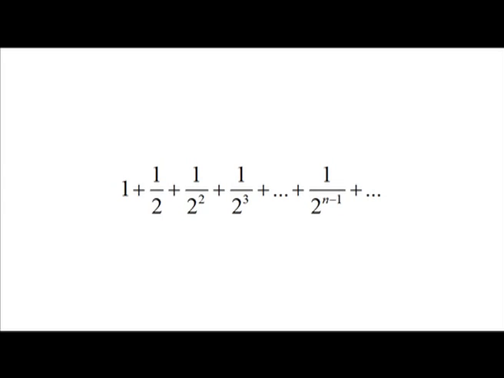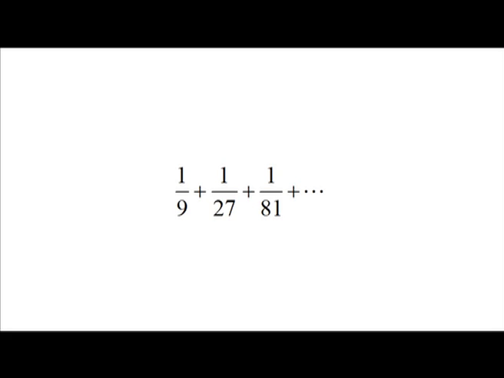In view of these results, we can deal with 1 plus 1 upon 2 plus 1 upon 2 square plus 1 upon 2 cube plus etc. plus 1 upon 2^(n minus 1) plus etc. easily. Taking a equal to 1, r equal to 1 upon 2 in the geometric series, we get the sum 2. We show that the series 1 upon 9 plus 1 upon 27 plus 1 upon 81 plus etc.